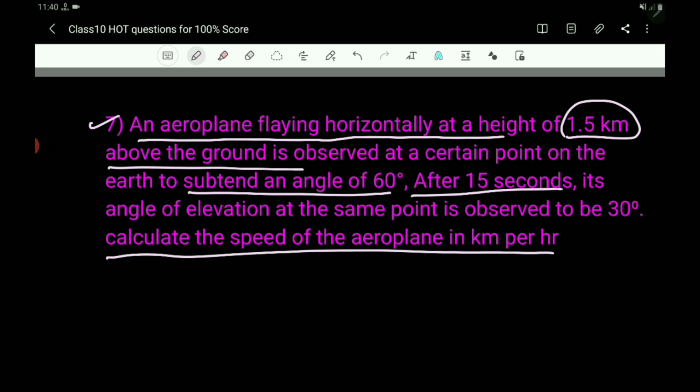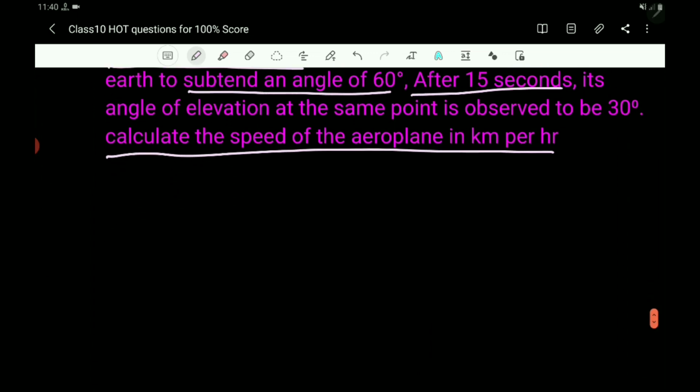So what is that question? An aeroplane flying horizontally at a height of 1.5 kilometer above the ground is observed at a point on the earth to subtend an angle of 60 degree. After 15 seconds, its angle of elevation at the same point is observed to be 30 degree. Calculate the speed of the aeroplane.